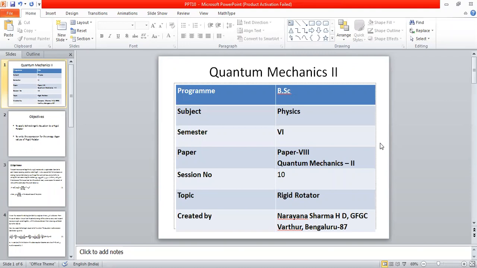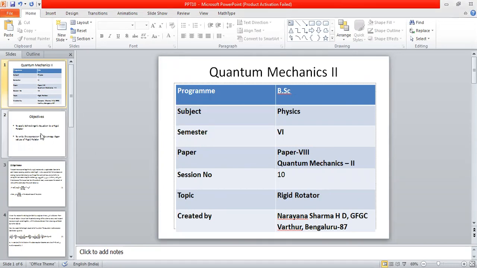So, continuing discussion on quantum mechanics part 2, which belongs to BSc Physics course, 6th semester paper 8. This is my session 10. And in this session, I would like to discuss one more application, the last application of Schrodinger's equation as per our syllabus. It is the application of Schrodinger's equation to another physical system, which is what we call a rigid rotator.